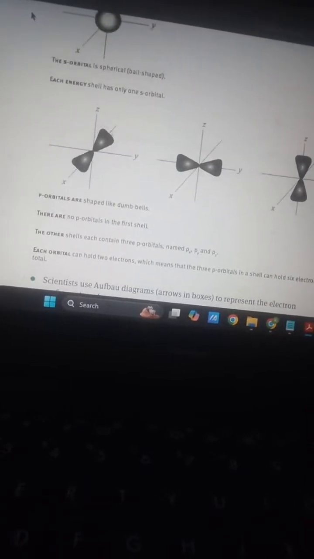Now let's look at how we configure electrons. Electron configuration refers to the arrangement of electrons in an atom. Electrons occupy orbitals arranged within energy shells. The orbitals would be around the center.